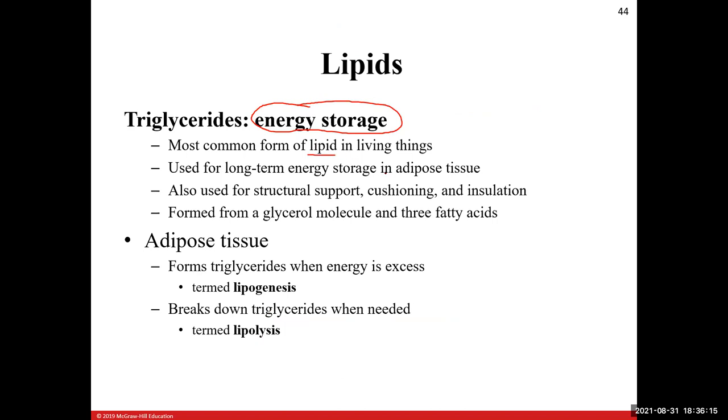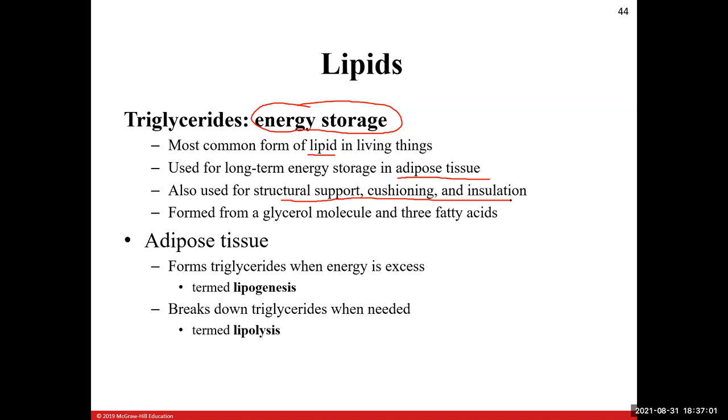The tissue that you'll store these triglycerides in is called adipose tissue. And in adipose tissue, the predominant cell type is called an adipocyte. But adipose tissue has other functions other than energy storage. We also use it for structural support, cushioning, and insulation. Well, what does that mean? If you dissect a human cadaver and you're trying to get at the kidneys, you'll notice that the kidneys are packed in fat. It's called perirenal fat, and that fat acts as a cushion to the kidneys.